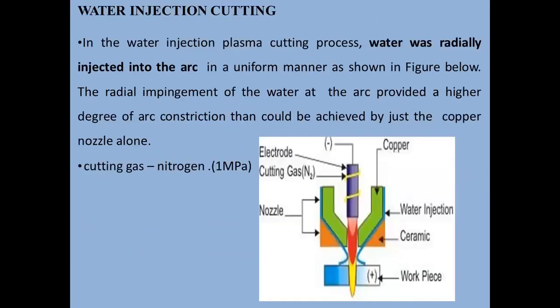Now coming to water. See, the change will be that in place of shielding gas, we will be using water as shield. In the water injection plasma cutting process, water was rapidly injected into the arc in a uniform manner as shown in the figure below. See, all were the same except this water injection. The radial impingement of water at the arc provided a higher degree of arc constriction than could be achieved by the copper nozzle alone. The cutting gas will be nitrogen with a pressure of 1 megapascal.